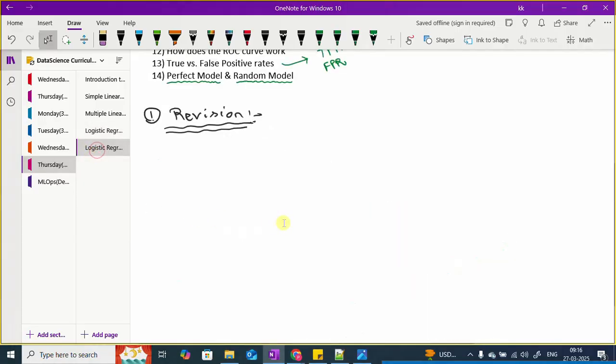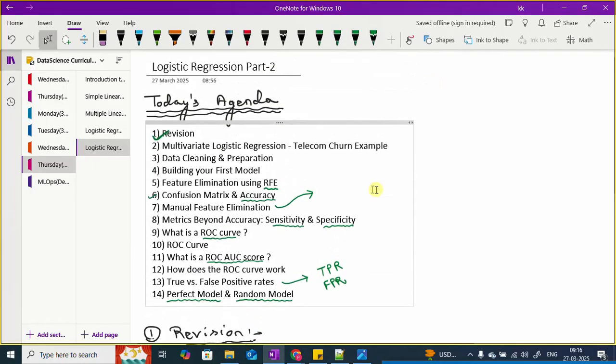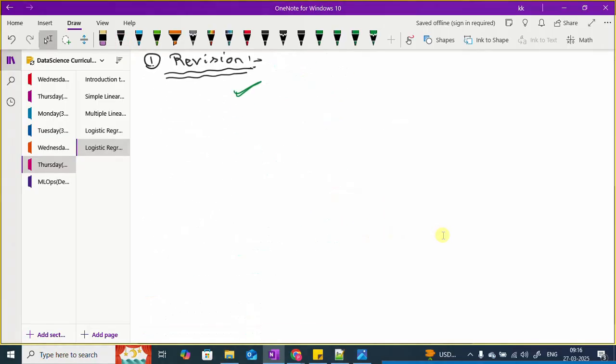Now, coming to today's agenda. The revision is completed, what we discussed in the last class. So you got some idea. Then we will continue from today's class onwards. After revision, as I told you, let me continue from the sixth. Then after the break, I will complete 2, 3, 4, and 5. The sixth one is confusion matrix and accuracy.